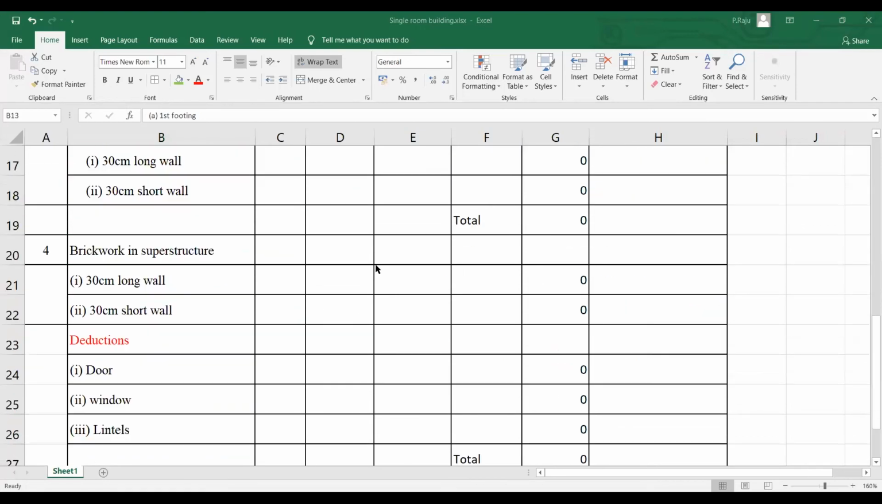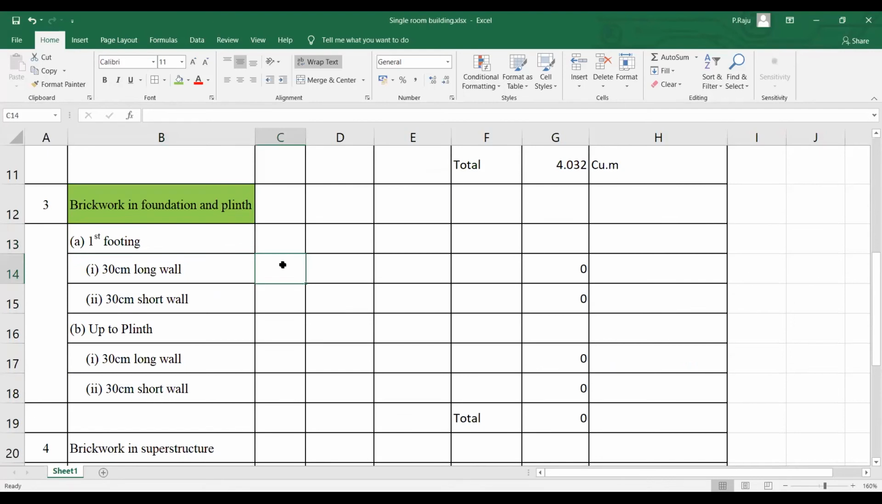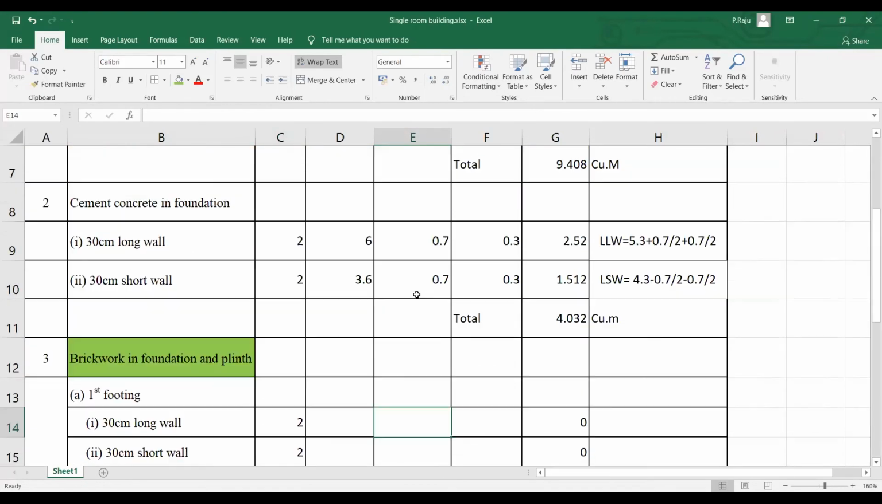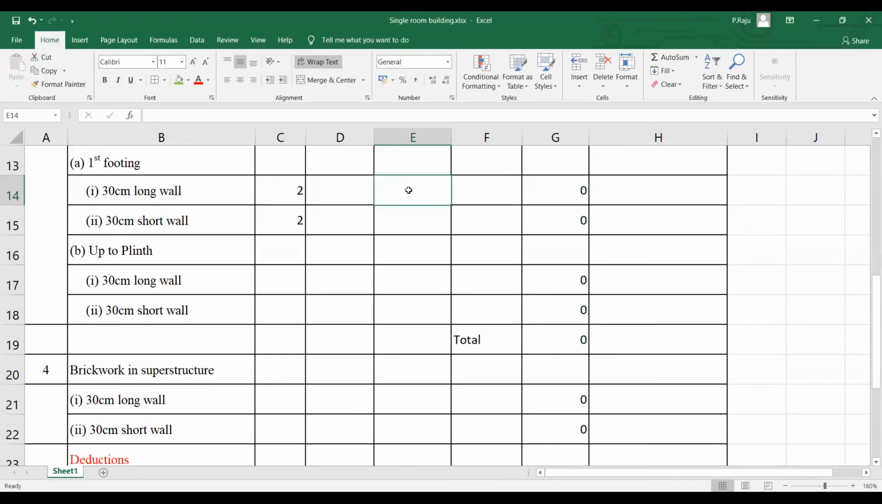Breadth and height. Then what is the number of long walls and short walls? These are always 2 and 2. Okay. So here the second column is breadth always. So 0.3, 0.5 and height is 0.2. Even for short wall it is 0.5 and it is 0.2.